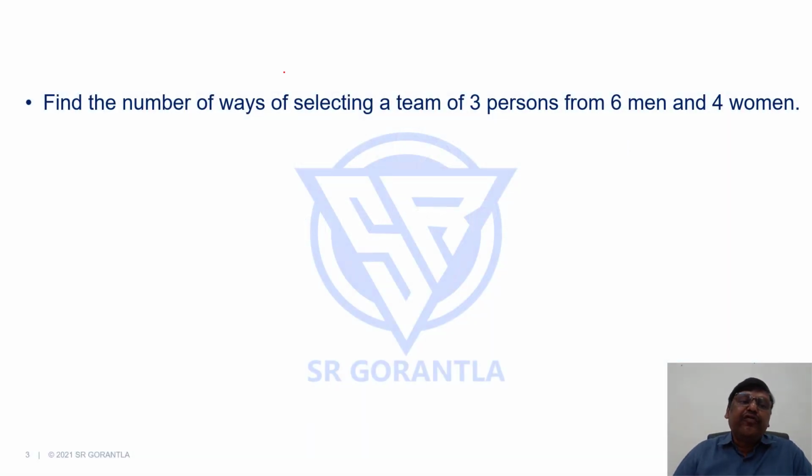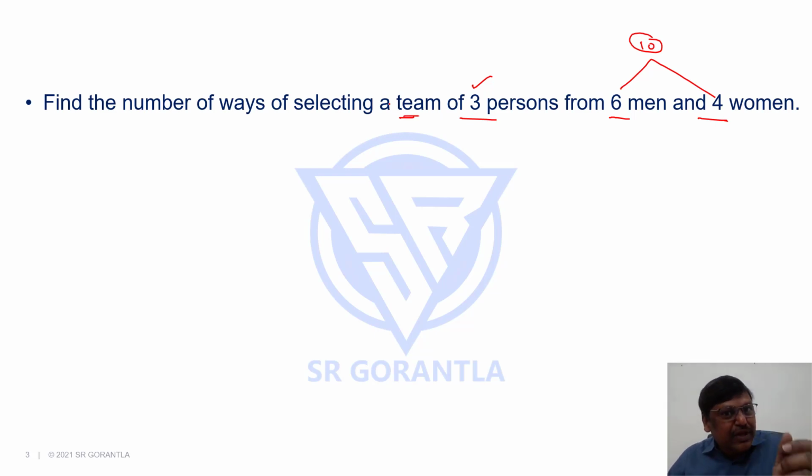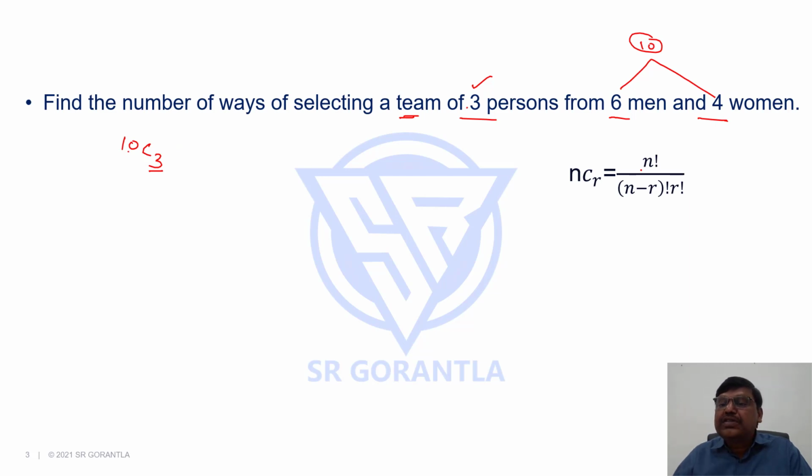The first question: find the number of ways of selecting a team of 3 persons from 6 men and 4 women. We have 6 plus 4, total 10 persons, and we need a team of 3 persons. Here, there is no specification that the team should have this many men or this many women. Since there is no condition as such, it is as good as simply selecting 3 people out of 10 people, that is 10C3. Selecting 3 persons out of 10 is 10C3, and you know the nCr formula is n factorial by n minus r factorial into r factorial.